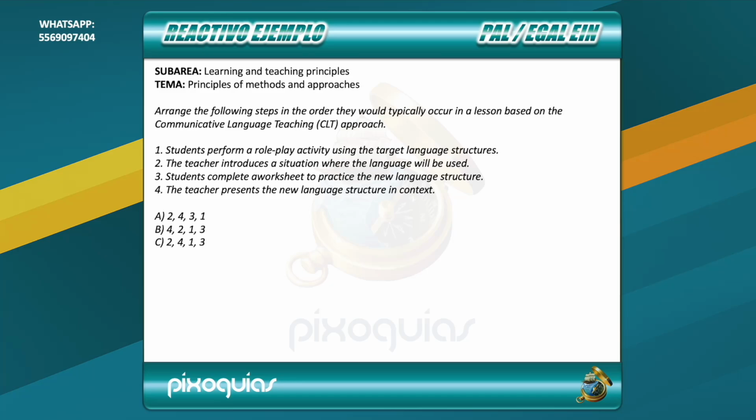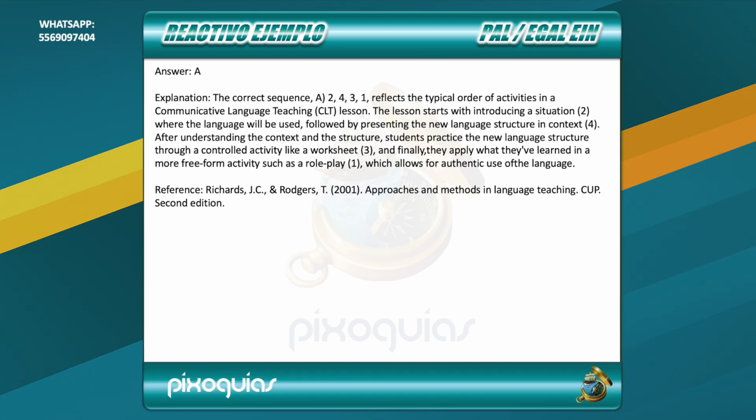1. Students perform a role-play activity using the target language structures. 2. The teacher introduces a situation where the language will be used. 3. Students complete a worksheet to practice the new language structure. 4. The teacher presents the new language structure in context. The options: A. 2, 4, 3, 1. B. 4, 2, 1, 3. C. 2, 4, 1, 3. The correct answer is A.